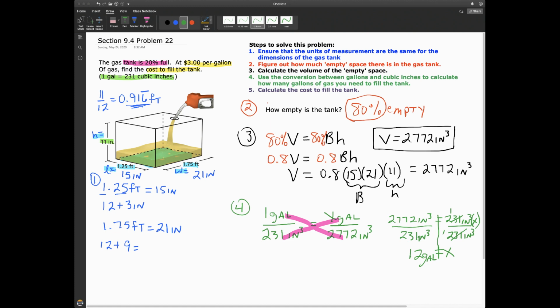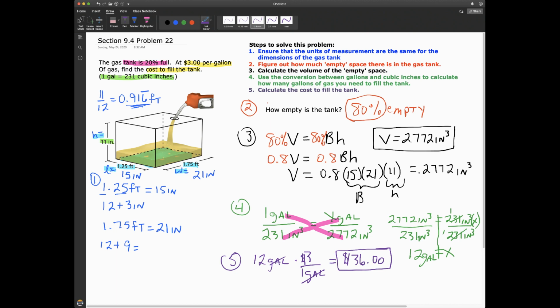All right, we're almost done. The last thing I have to do is figure out how much 12 gallons of gas costs. 12 gallons of gas times $3 for every gallon of gas. I do that, and the units cancel out, so I end up with an answer of $36. So that's how much you're going to pay for gas to fill up your tank.